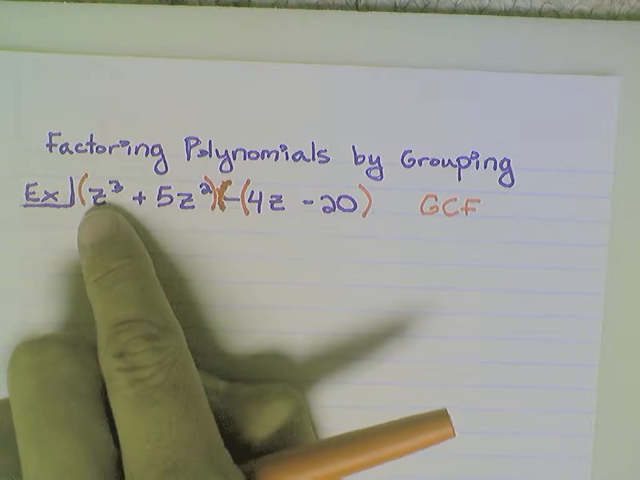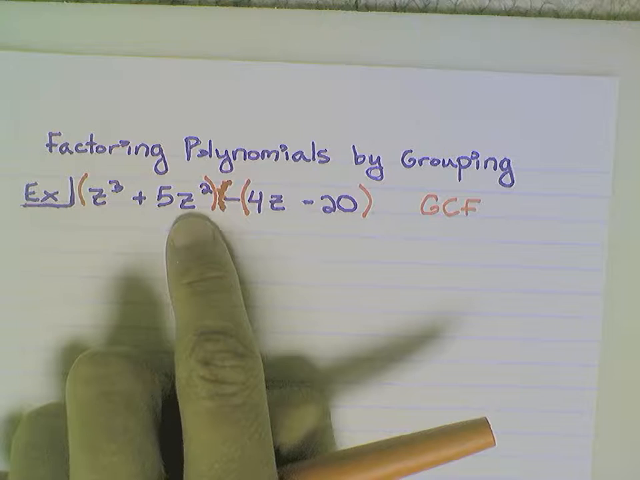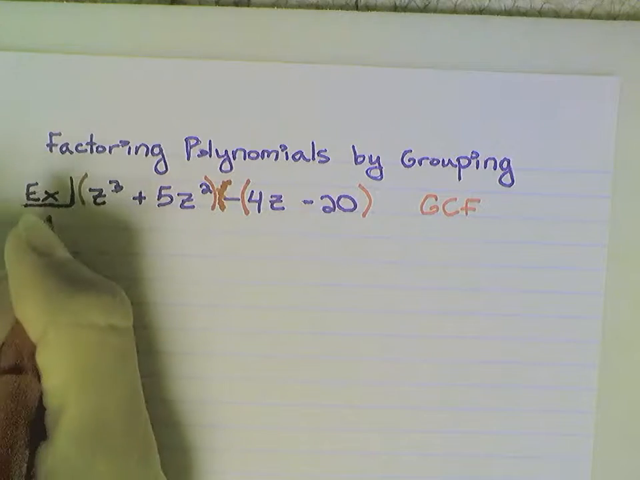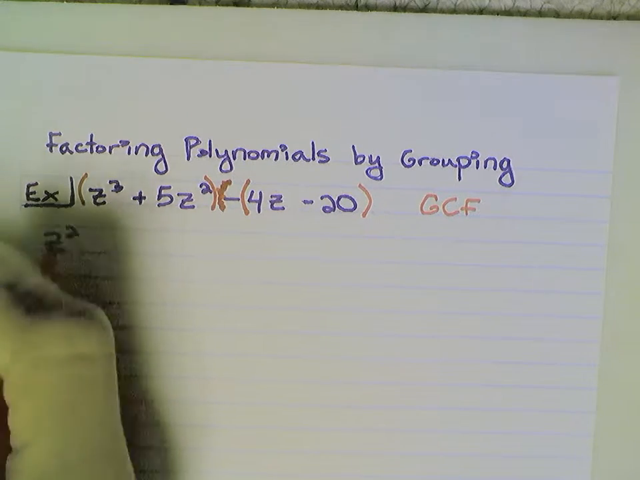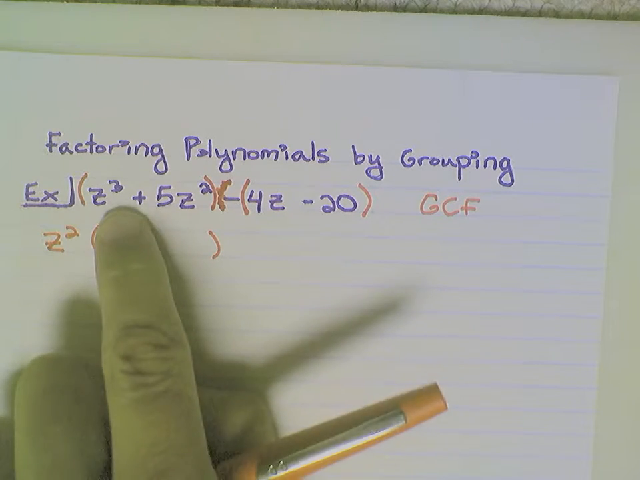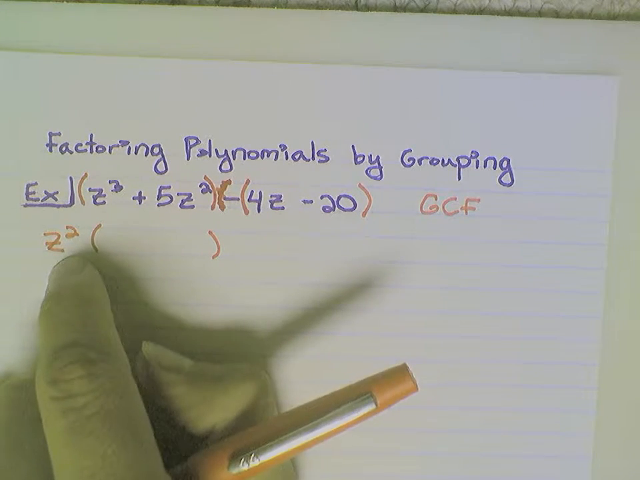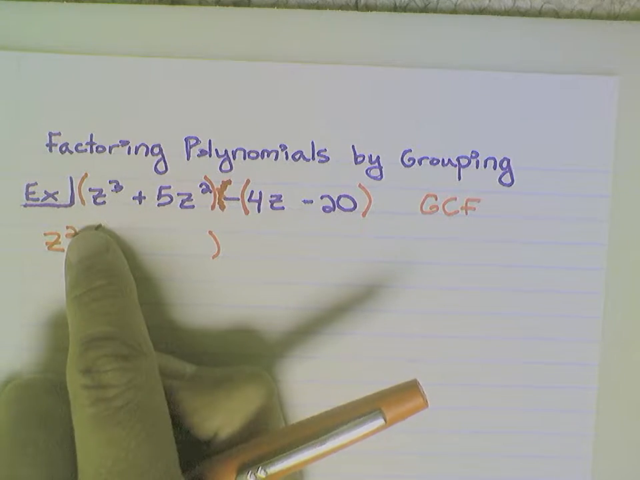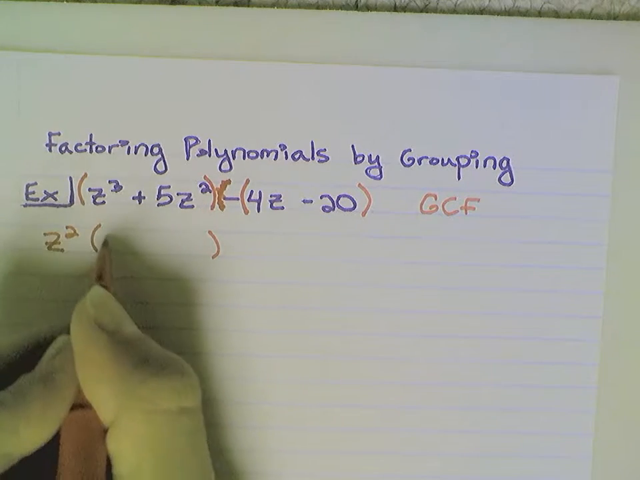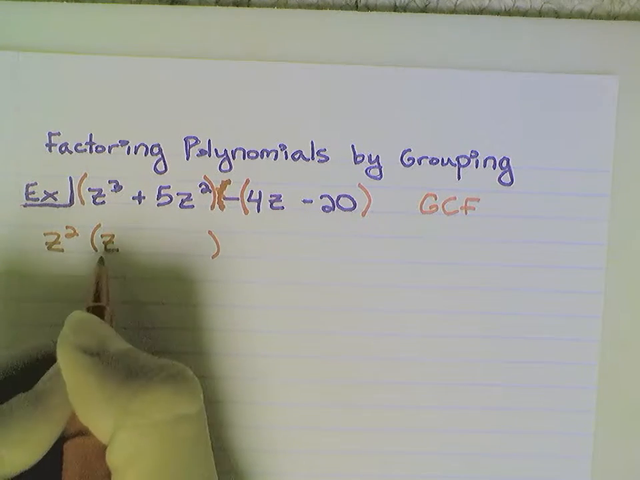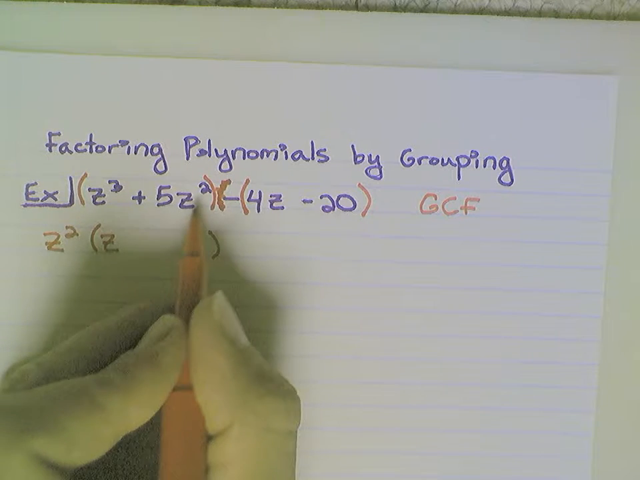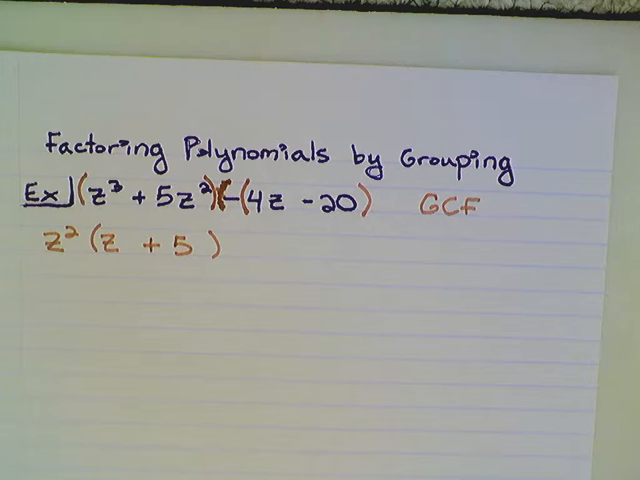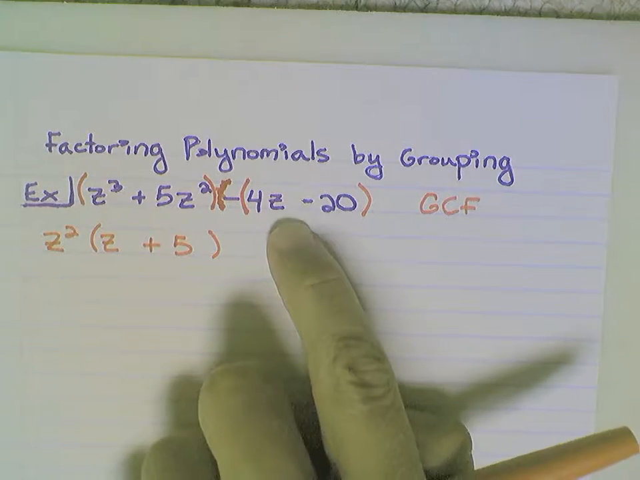So for instance, if I look at these first two terms, what is the biggest thing, the greatest thing that I can divide out of both terms? Well, I can divide z squared out of both terms. If I divide z to the third by z to the second, anytime you divide like bases, you're really just subtracting the exponents. Well, 3 minus 2 is going to give me z to the first, or just z. And then if I take 5z to the second divided by z to the second, I'm going to be left with just 5. I'm then going to do the same thing to the second grouping.